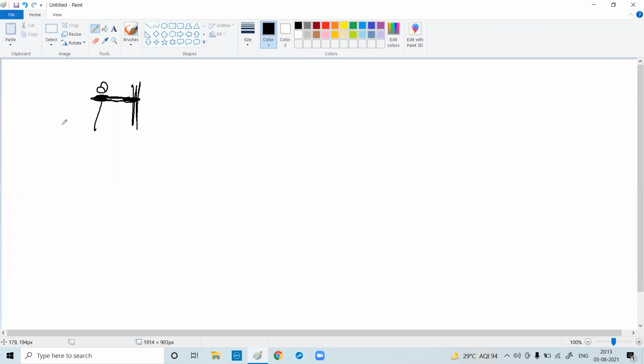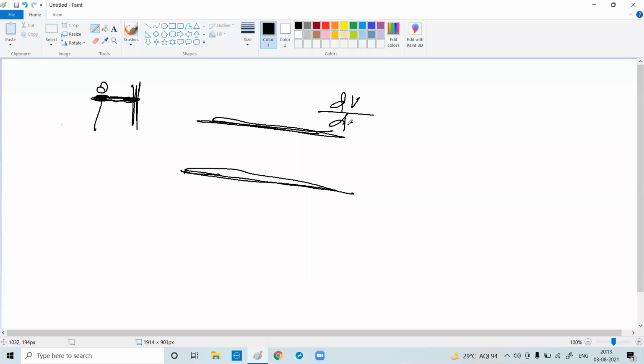We also studied what the velocity gradient is. What is the velocity gradient? The rate of change of velocity with respect to distance, measured from a stationary layer. I have a stationary layer, which is fixed, and I have a moving layer. What is the change in velocity with respect to the distance between these two layers? How is the velocity changing with respect to the distance between the stationary layer and the moving layer? That's called the velocity gradient.